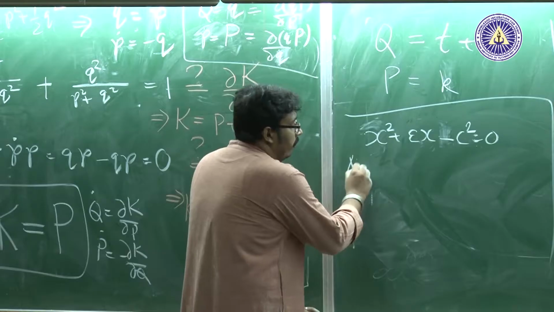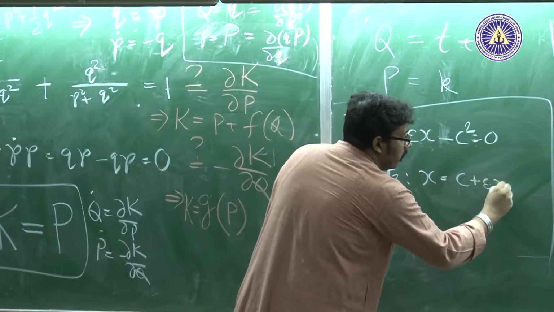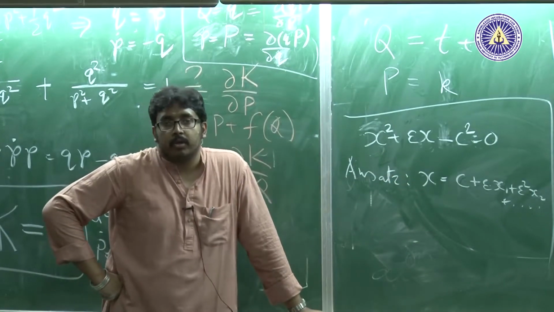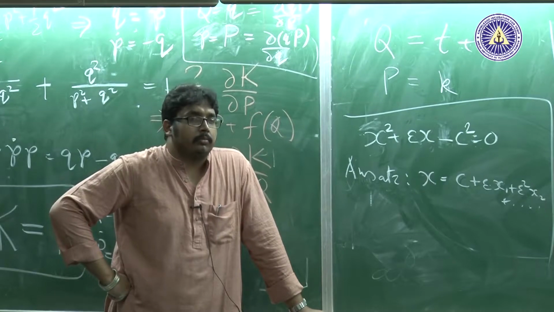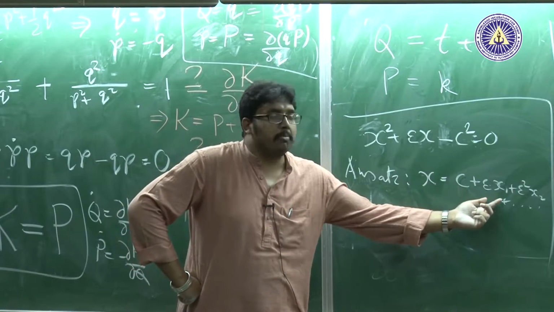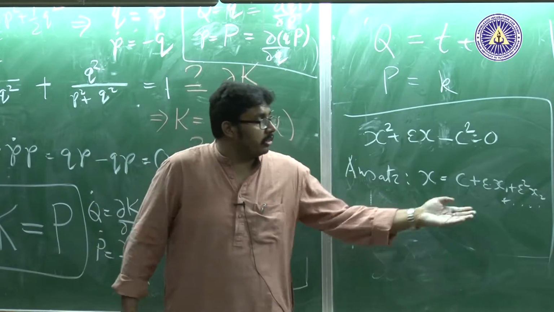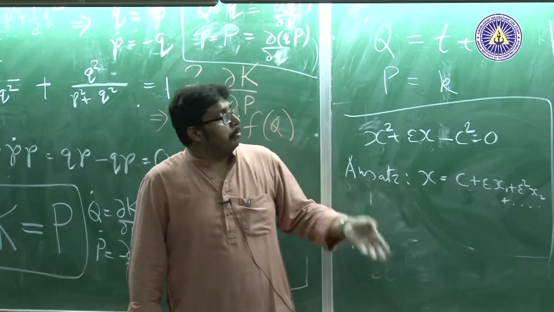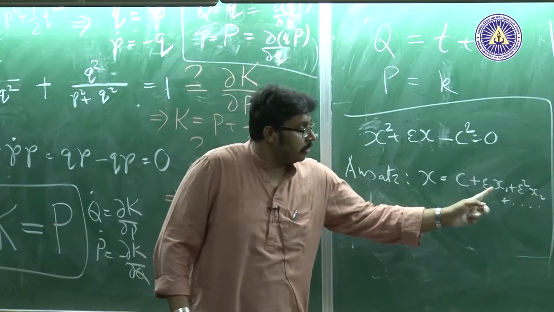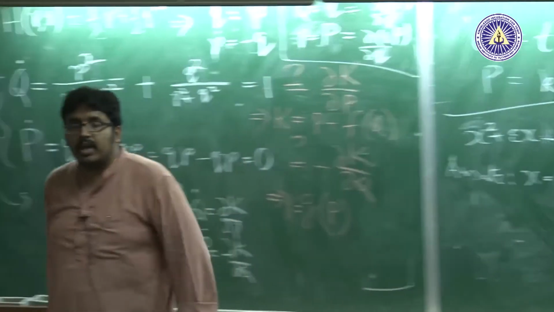So you give an ansatz that my solution goes as c plus epsilon times x1 plus epsilon squared times x2 plus dot dot dot. Because when epsilon is 0, your solution should be just c. When there is a little bit of epsilon, the solution will be modified. Because epsilon is a small quantity, you can sort of Taylor expand it. Then you plug this back in here, compare the coefficients of epsilon, epsilon squared, epsilon cubed, and you will get solutions for x1, x2, x3, x4, and so on. That's the solution of x perturbatively.